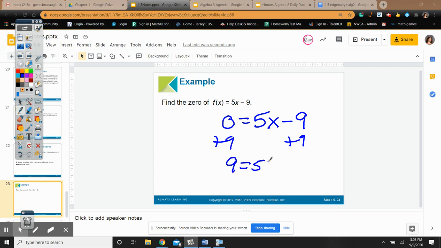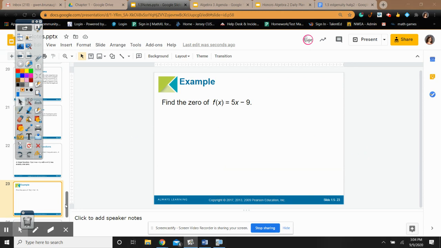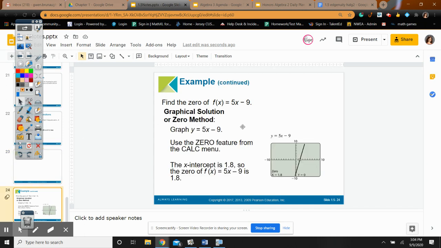9 equals 5x, and divide by 5, and x equals 9/5. So a zero is just a fancy way of telling you to solve the equation by setting it equal to 0. Again, you can graph it and do second calculate zero, and the calculator can do that for you. Okay, we'll have time to practice with all these word problems. We're going to have a whole work day to catch up, so no worries.